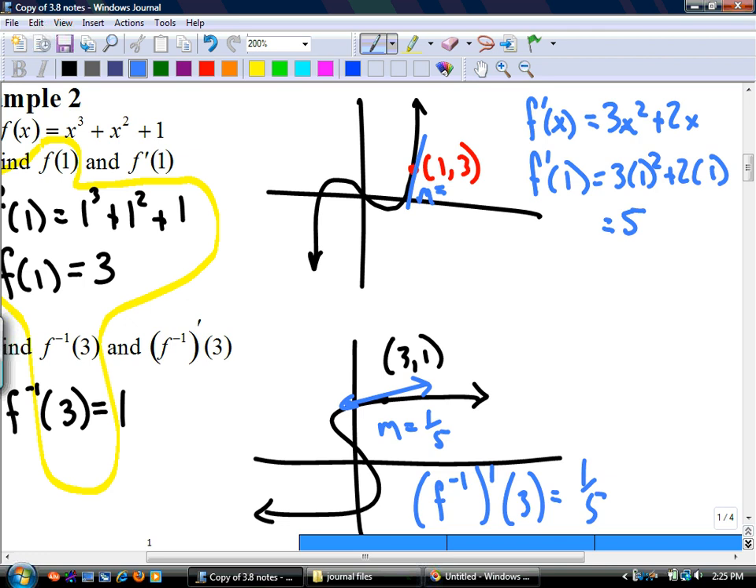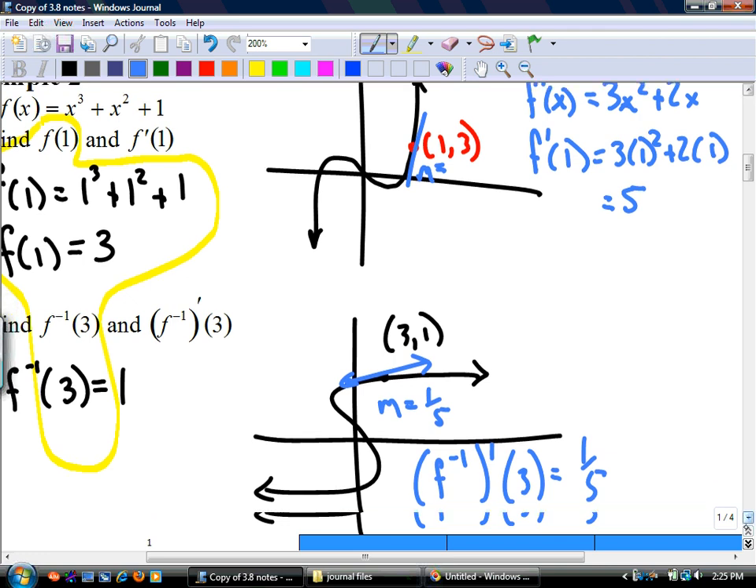No, it's 1 over, yeah, 1 over that number up over there. It's just 1 over the derivative. 1 over f prime of 3 is not right. No, it's 1 over f prime of 1. I know what you mean. Okay, so at the bottom of the page in your textbook.